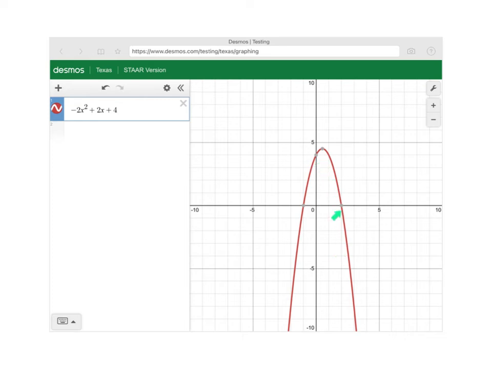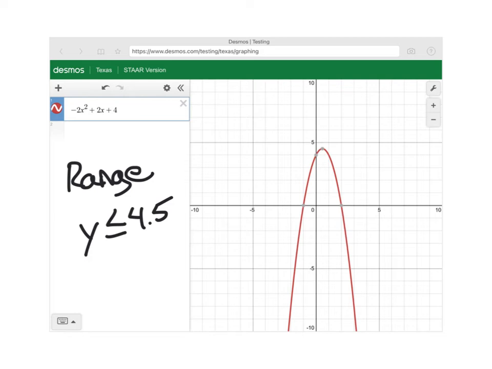So how are we going to identify that when we're talking about the range? Our y's have to be less than or equal to 4.5. So when we talk about the range, it's going to be our y values have to be less than or equal to 4.5. Again, this identifies all the y values that are less than or equal to this point, 4.5. So everything less than 4.5.